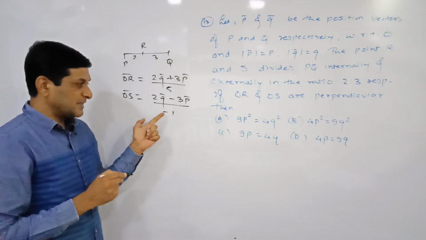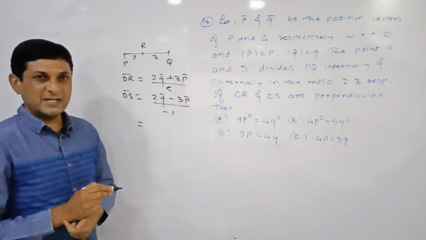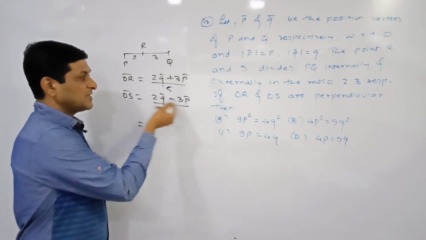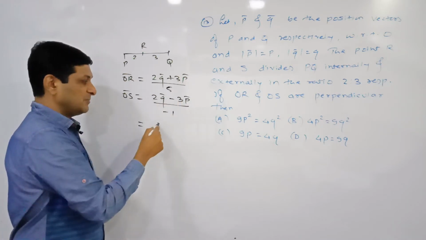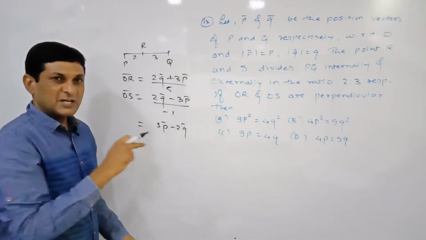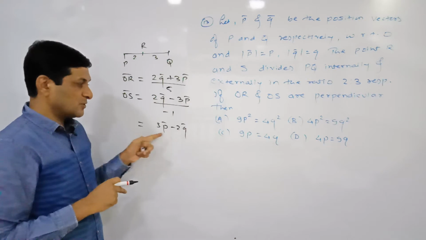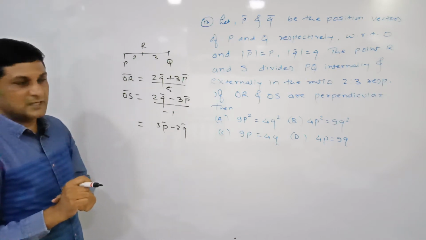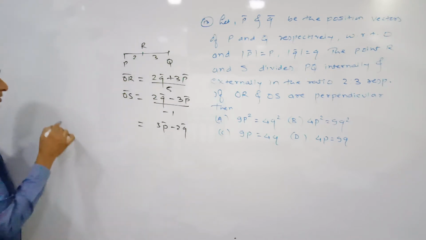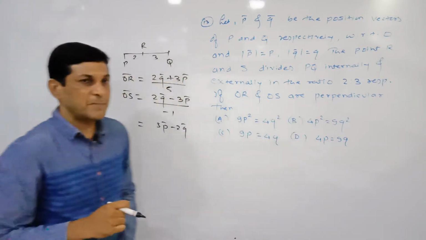Just to remove this minus 1 from the denominator, we are multiplying the numerator and denominator by minus 1. If we multiply by minus 1, the negative term will become positive and the positive term will become negative. And in the denominator, minus into minus 1 will become plus 1. Now we are taking the dot product of these two vectors. It is given to us that these two vectors are perpendicular.